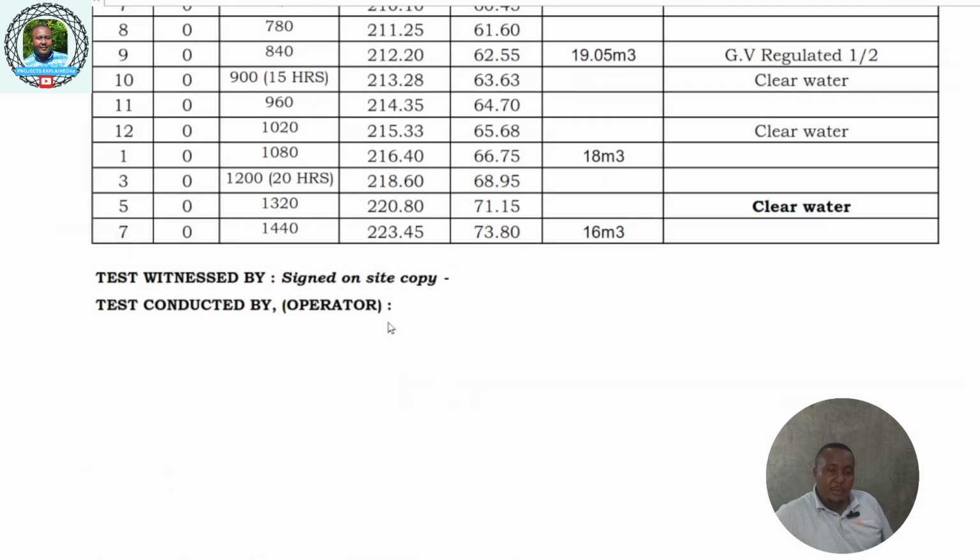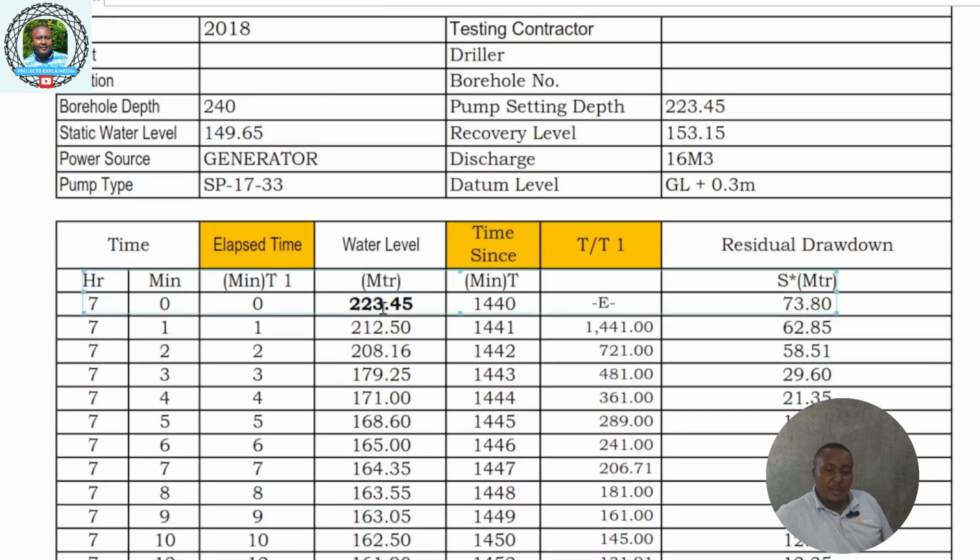This should be our pumping water level. You see, 223. This is the last reading after test pumping. So that's where they start observing. They observe as the water comes up the borehole, recording the drawdown.